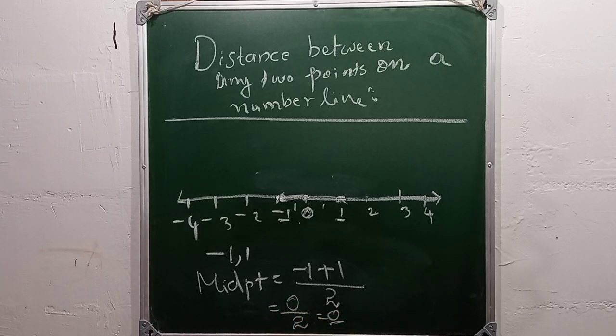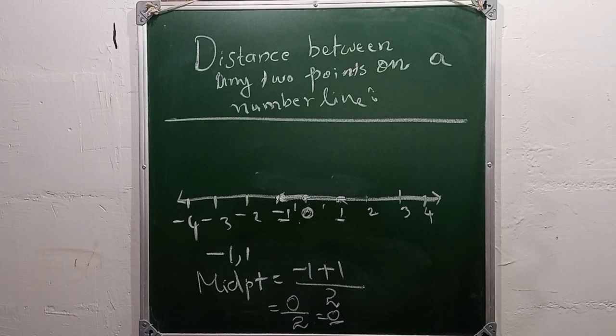So the midpoint of any 2 points on the number line is the point denoted by half the sum of the numbers denoting these points. You add the sum of the two numbers, divide it by 2, and you get the midpoint.